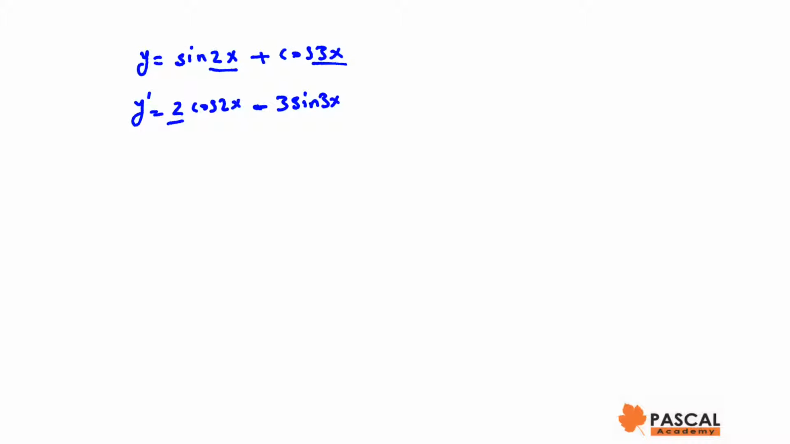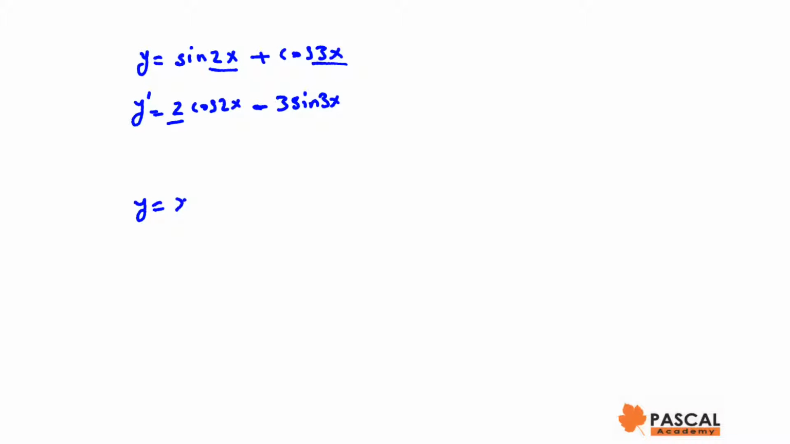Let's have a couple of examples. Our first example, find the derivative of sine of 2x plus cosine of 3x. Derivative of sine of 2x is 2 cosine of 2x. f of x is 2x. Sine of f of x, f prime of x is 2, times cosine of f of x. Derivative of cosine of 3x is minus 3 sine of 3x. Derivative of 3x is 3. Derivative of cosine of x is negative sine of x. Therefore, derivative of cosine of 3x is negative 3 sine of 3x.